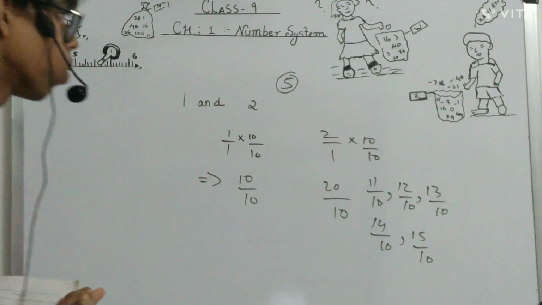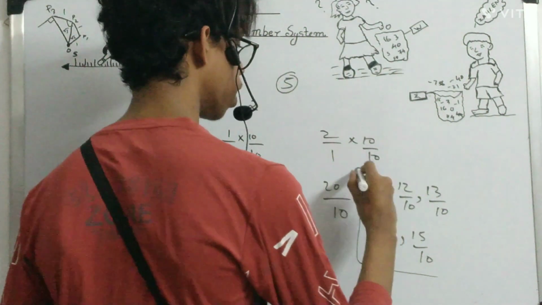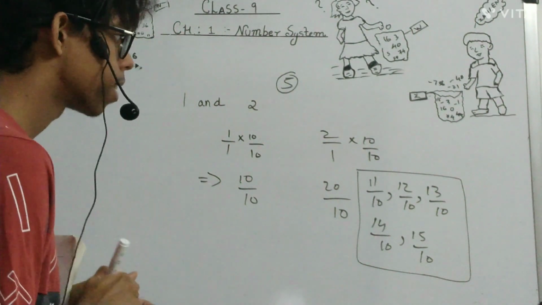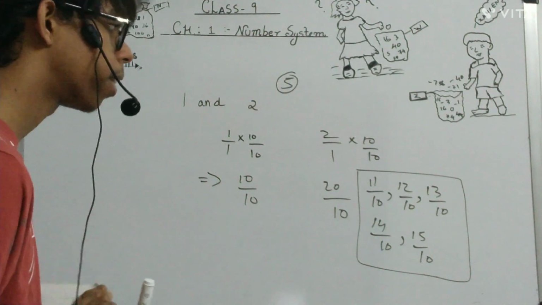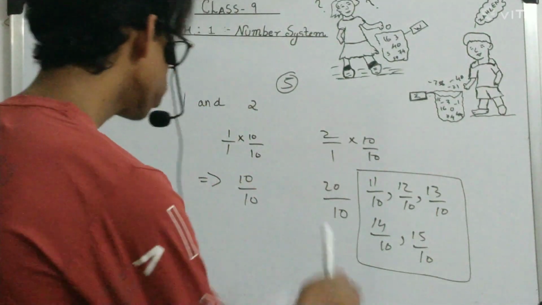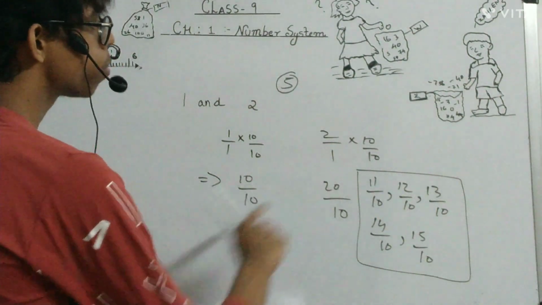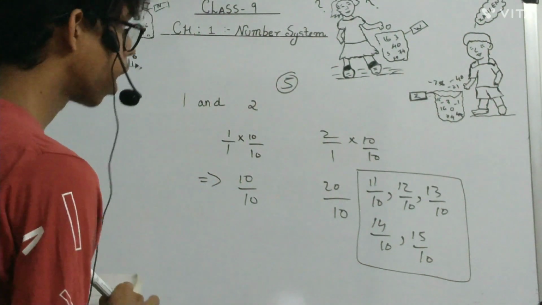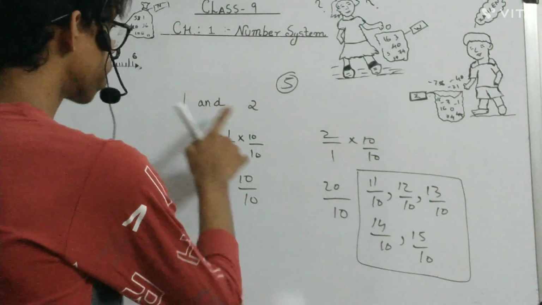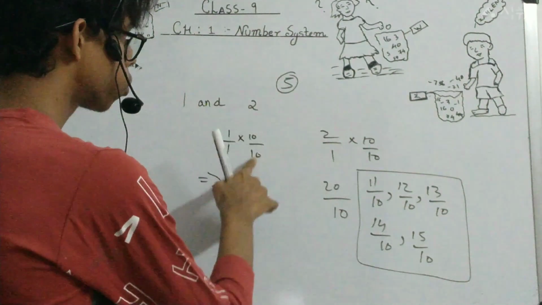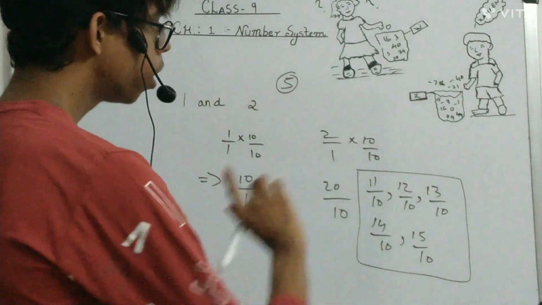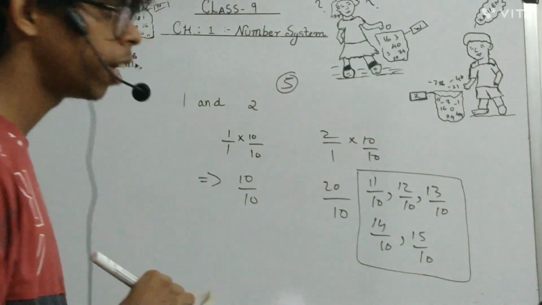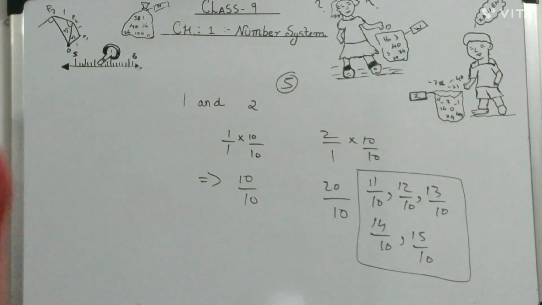So here also we have gotten 5 rational numbers between 1 and 2, that is 11 by 10, 12 by 10, 13 by 10, 14 by 10, 15 by 10. There are also many more rational numbers between them, but we only need to write 5 of them. So this is the other method. That is simply multiply and divide this 1 and this 2 by 10. So you will get your rational numbers over here. I hope I am clear. Whichever method is convenient to you, you may apply.